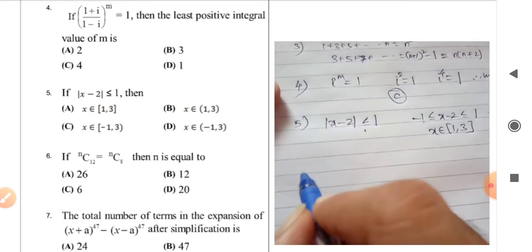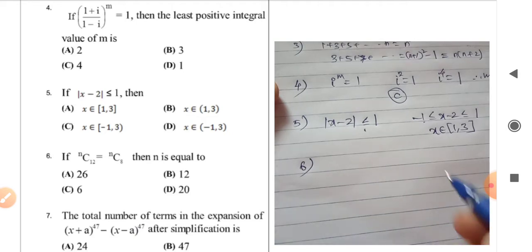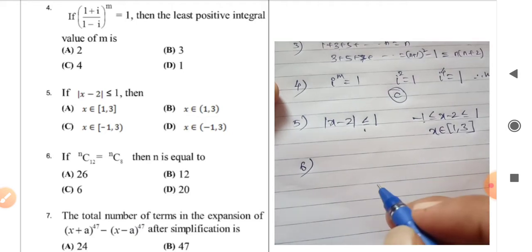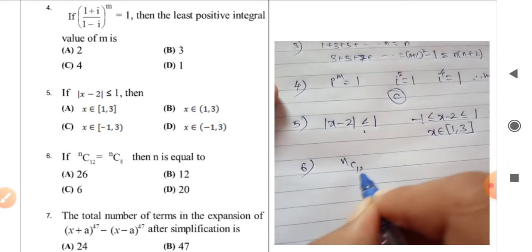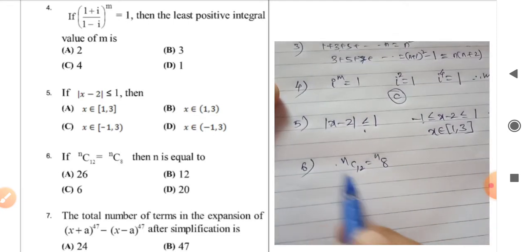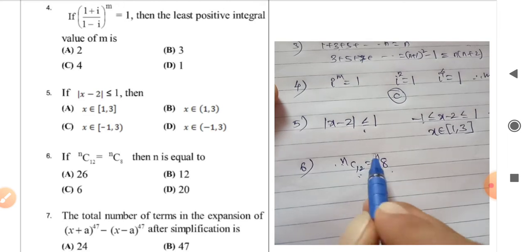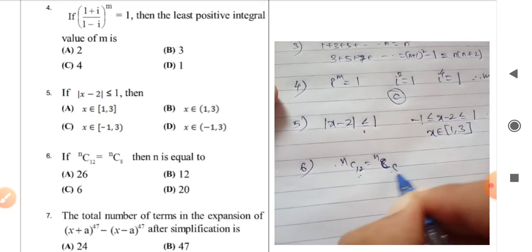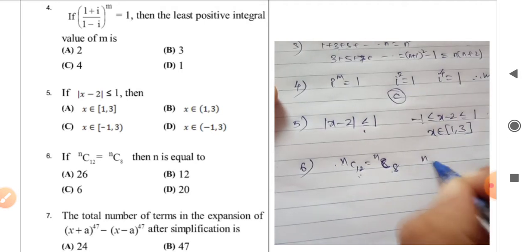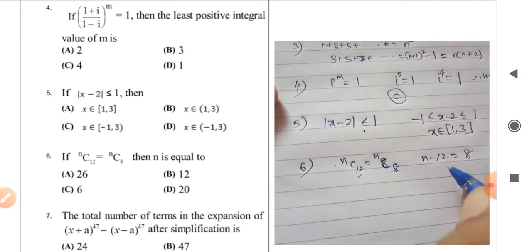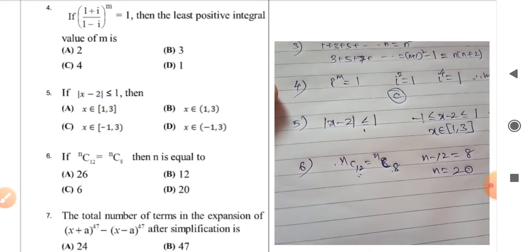So now we go for the sixth problem. nC12 equal to nC8. My dear students, in this problem, either you take n minus 12 equal to 8, or, in nC8, n minus 8 equal to 12. Anyone you can take. Now n minus 12 equal to 8, I have taken n equal to 20 here. So therefore the answer is D. This is my sixth one.